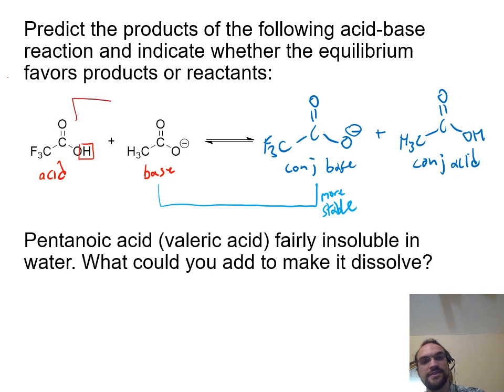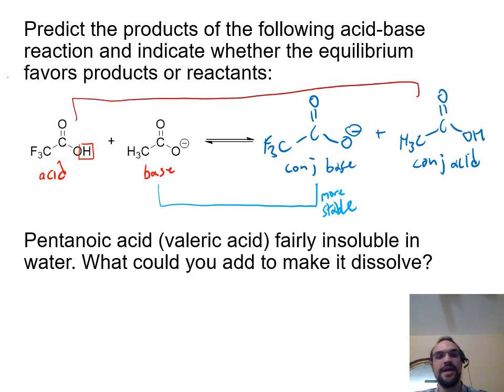We could do the same thing, compare the two acids. We got CF3, CH3. We know having electronegative groups attached makes something a stronger acid. And so we know this would have a lower pKa. It more readily gives up the proton. So the equilibrium is going to favor the products, because the more stable base is on that side and the weaker acid.